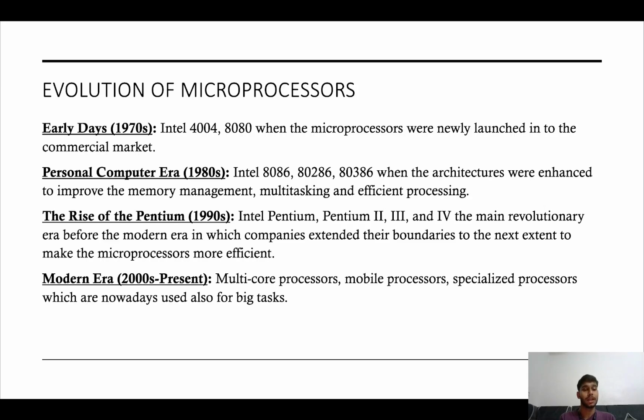Now, currently, the modern era, 2000s to present: multi-core processors, mobile processors, specialized processors, which are nowadays used also for big tasks. Nowadays, the microprocessors are used in each and every device, just like our computers, laptops, phones, even our headphones and that type of devices.